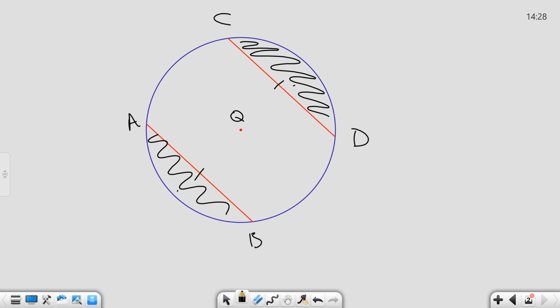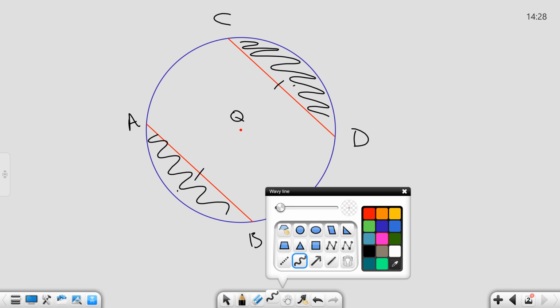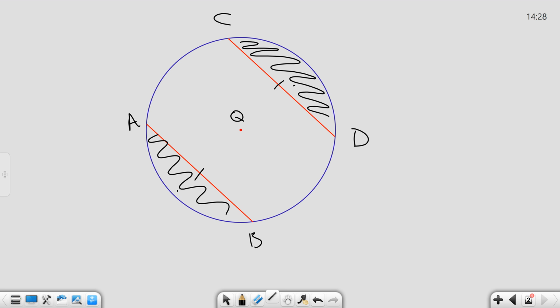If you make a chord with A, C, and B, D, they would be equal. So you're saying this. Connect A, C, and then connect B to D. Oh. You think so, huh? I think so. That is equal to this? Yes. Agree or disagree?